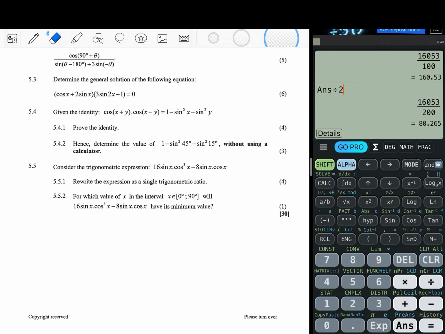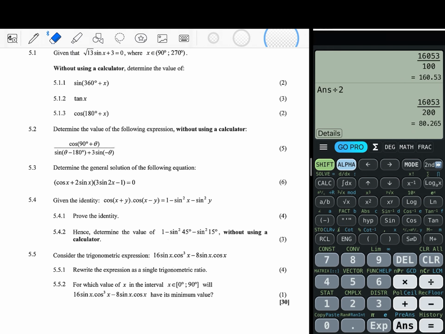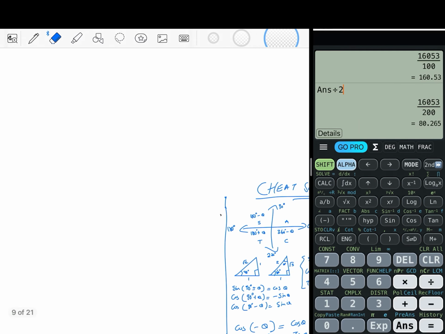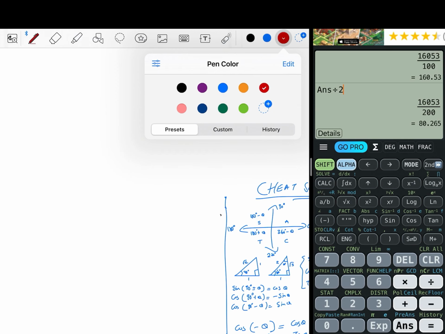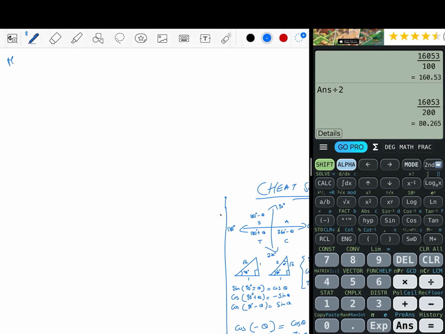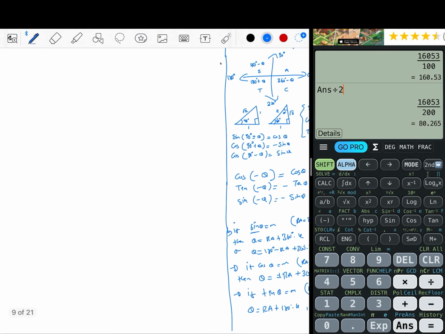5.4. Given the identity cos(x plus y) times cos(x minus y) is equal to negative sine squared x minus sine squared y, prove the identity. So the way you would prove the identity here, I think you need to remember a couple of things before you go on. This is not part of the cheat sheets. I think it's part of your notes, something that you need to know by heart, essentially. I don't think you need to put this in your cheat sheet.